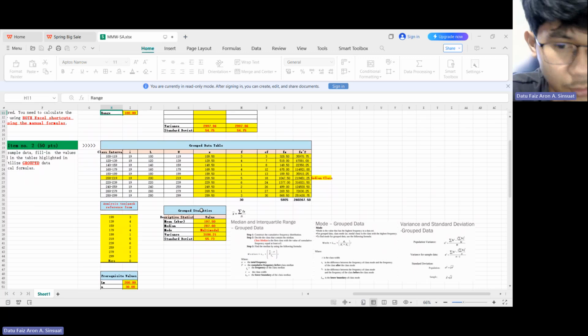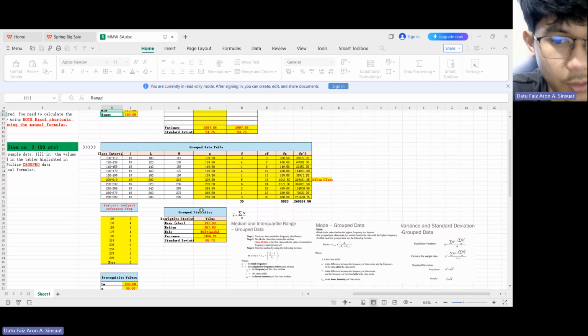So that's it. We've got the basics of central tendencies, dispersion, correlation, and regression in Excel. Just practice on your own data and you'll get the hang of it.